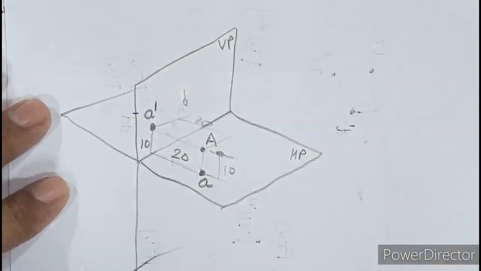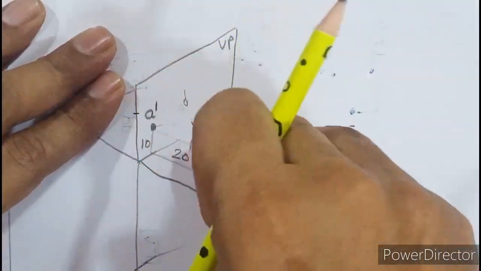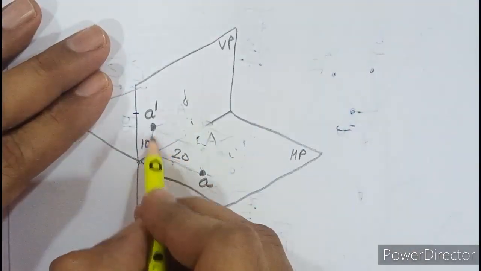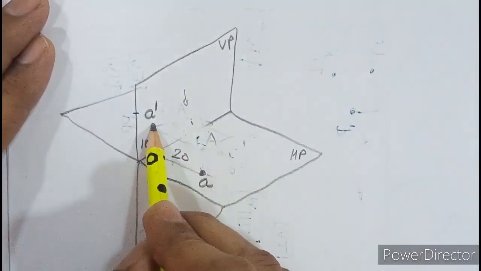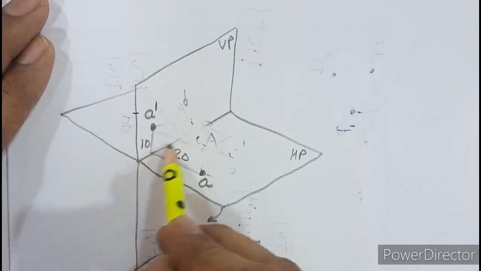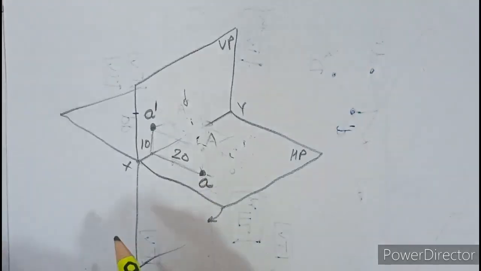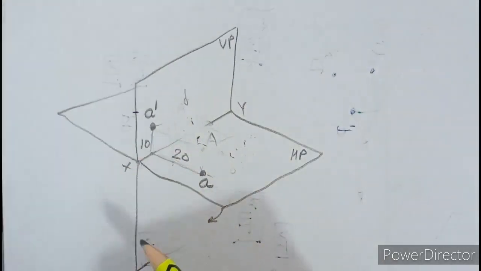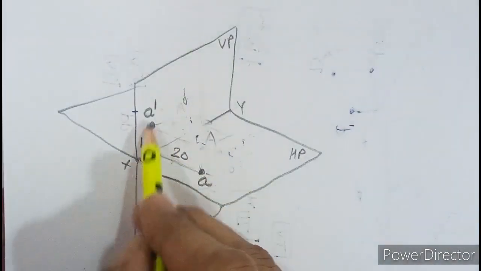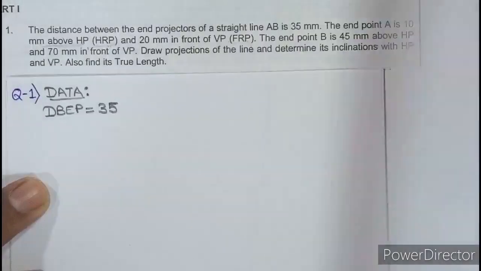Okay, so now if I remove the actual object and you are left only with the image A dash and A, so this is the image A dash and A, and if you turn HP down, what will happen is A dash will remain up by 10 from XY and A will go down by 10 from XY. So I hope the concept about point A is clear. So how we should write this data? So remember, A dash is 10 above and A is 20 below XY after you turn HP.